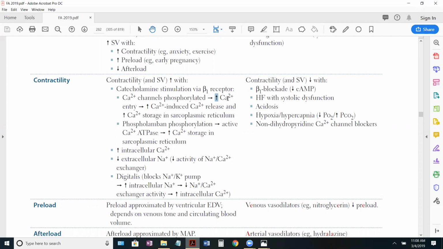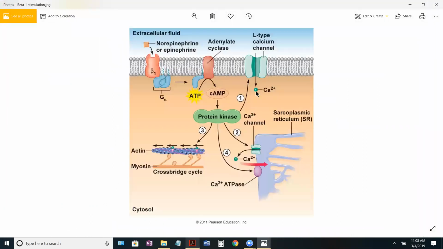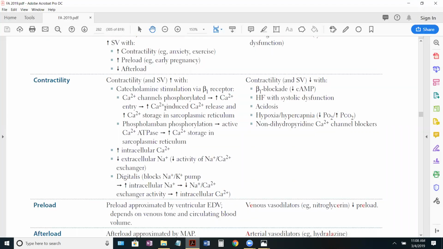Calcium enters more. And remember, one very good mechanism in the heart is that the incoming calcium not only increases the contraction through itself. Instead, it also induces the release of more calcium from the sarcoplasmic reticulum. That is called the calcium-induced calcium release. And when you have more calcium coming inside the cell, more will be stored in the sarcoplasmic reticulum.